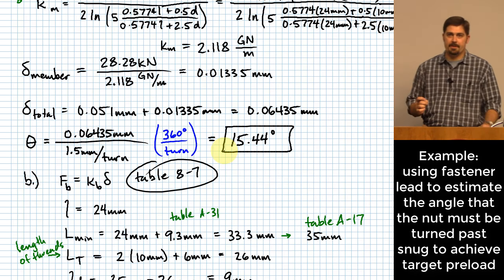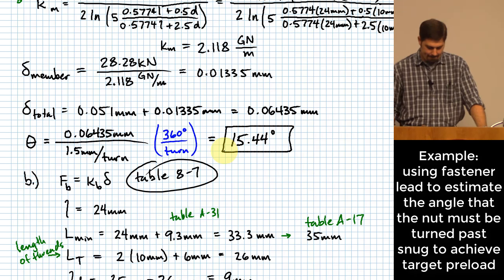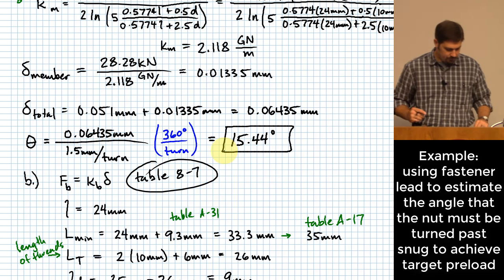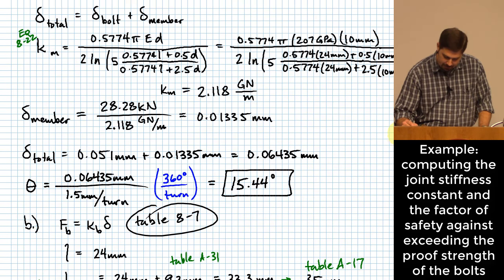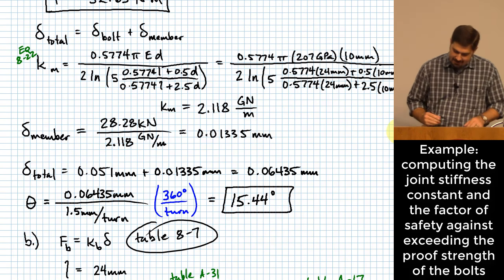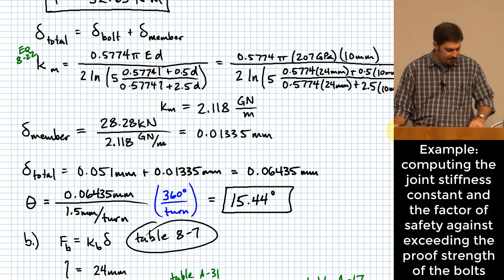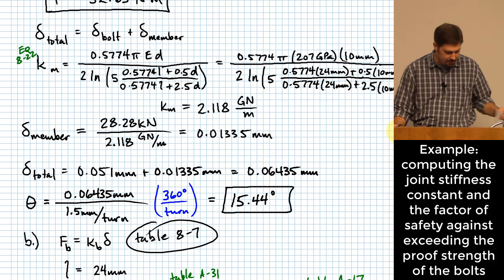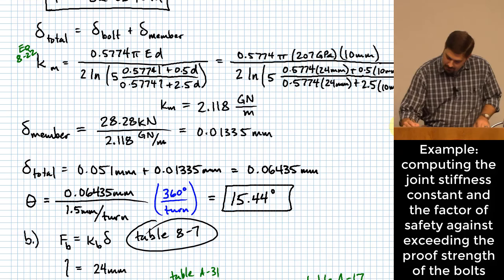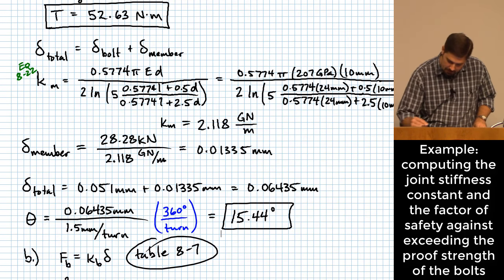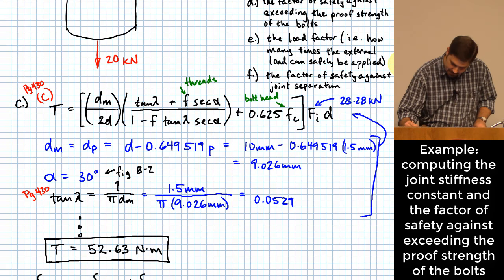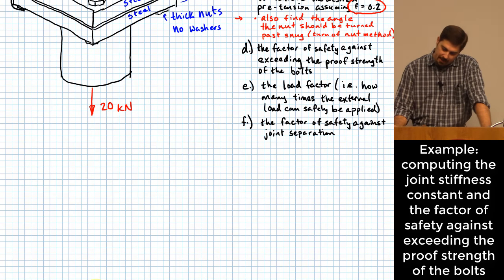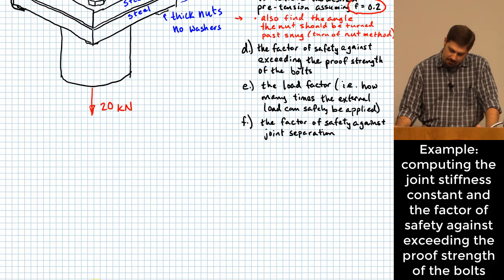Using the turn of the nut method. All right, we're almost there, believe it or not. I know we've done a whole lot and we haven't even answered one question yet in terms of a factor of safety or a load factor or any of that stuff. So let's get to that. Part D, the factor of safety against exceeding the proof strength of the bolts.